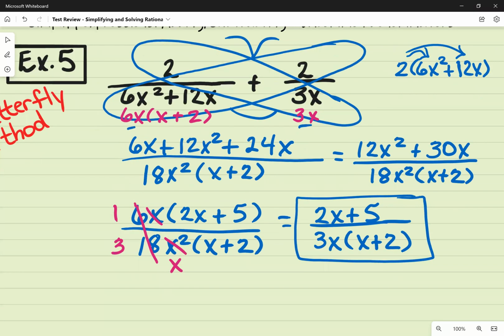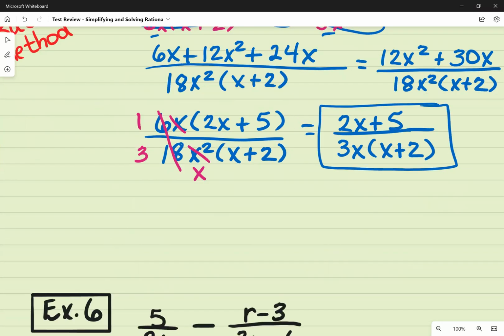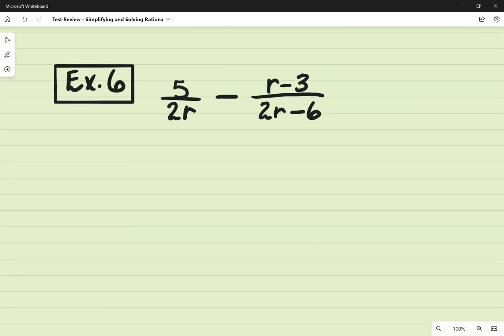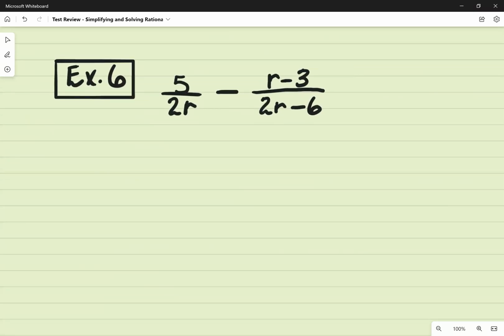Now, if I go to one that is still using the butterfly method, but this time I'm going to be subtracting, then what I want to do is make sure that I change that sign that's in the middle to a plus sign, and I just can't get rid of the minus sign. I have to actually apply it somewhere. Since there's an expression over on the numerator of the second fraction, I have to put it in parentheses, and I'm going to end up distributing that negative sign.